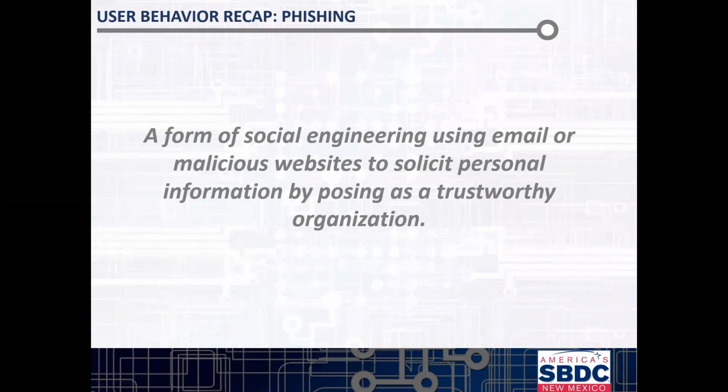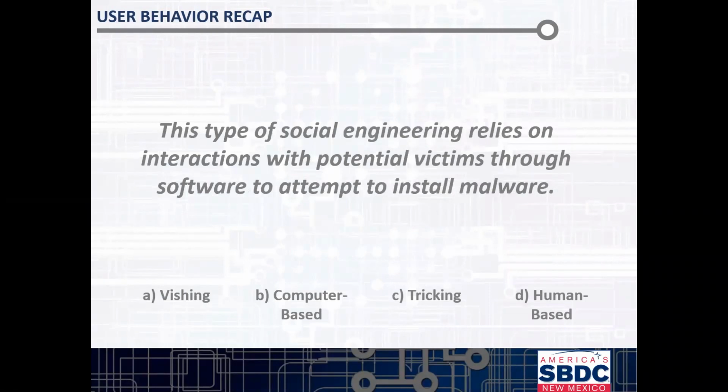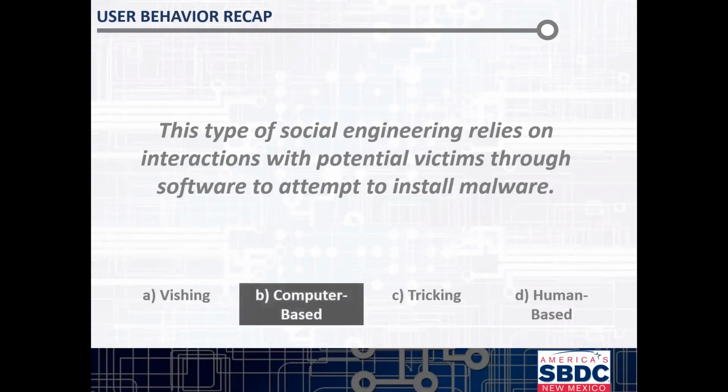So with that, let's do a quick recap of our last session. The first recap question: the type of social engineering that relies on interactions with potential victims through software to attempt to install malware. Is that phishing, computer-based, or human-based? And if you recall, whenever we try to make these attempts through software, that is computer-based social engineering.